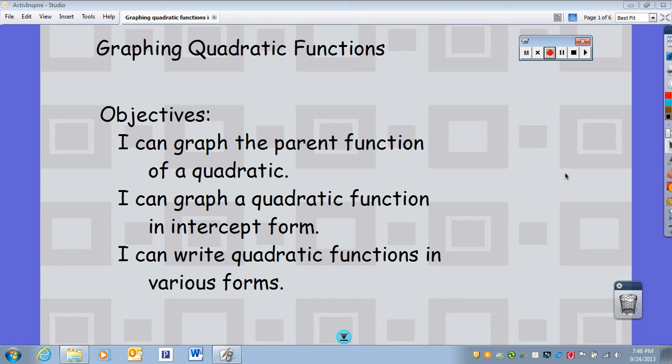In this lesson, we are going to graph quadratic functions, and this time we're going to graph them in intercept form. We're also going to practice writing quadratic functions that are not in standard form and put them into standard form.